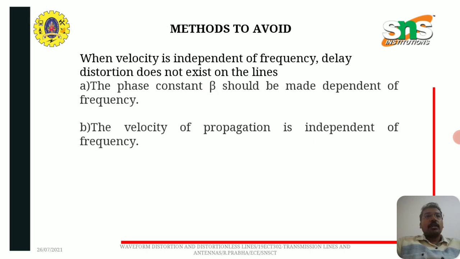And the methods to avoid delay distortion are: when velocity is independent of frequency, delay distortion does not exist on the line. The phase constant beta should be made independent of frequency. The velocity of propagation is independent of frequency.